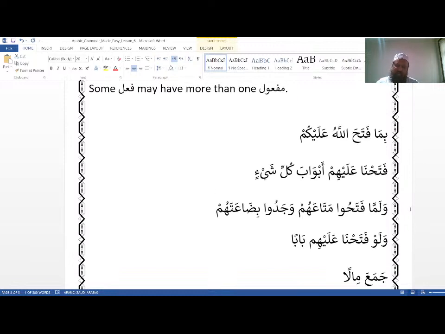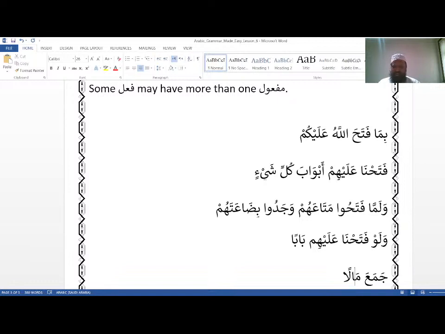Next, this is an easy one. جمع مالا. Find the fa'il, find the maf'ul. In Surah Humaza, الذي جمع مالا وعدده. Read all of it. الذي جمع, sorry, why did I put kasra there? Mistake. Alif demands fatha before it, not kasra. Fatha should be there.